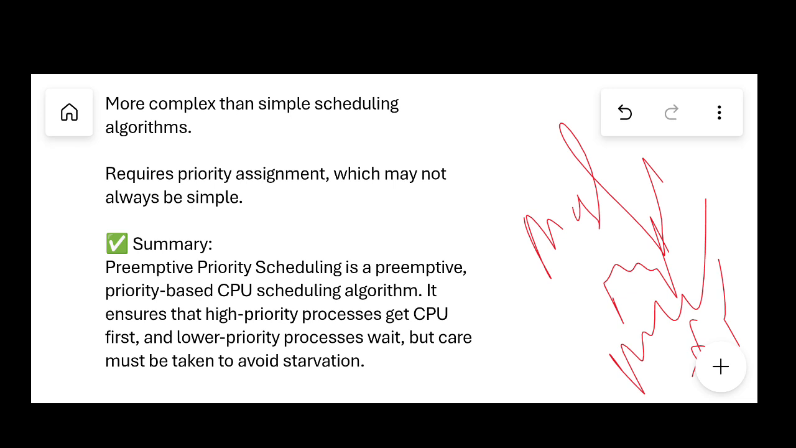If a new process arrives that has a higher priority than the process currently running, the CPU preempts the running process. That means the lower priority process is temporarily paused and the higher priority process gets the CPU immediately. This is the preemptive nature, which ensures that the most important tasks get executed first, and it is especially useful in real-time and interactive systems.